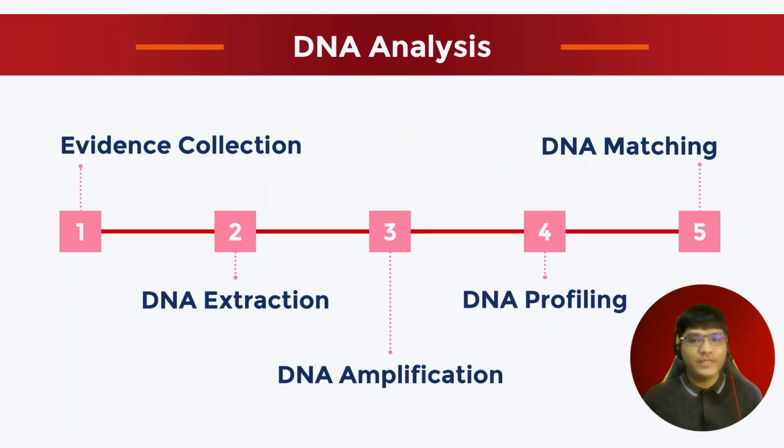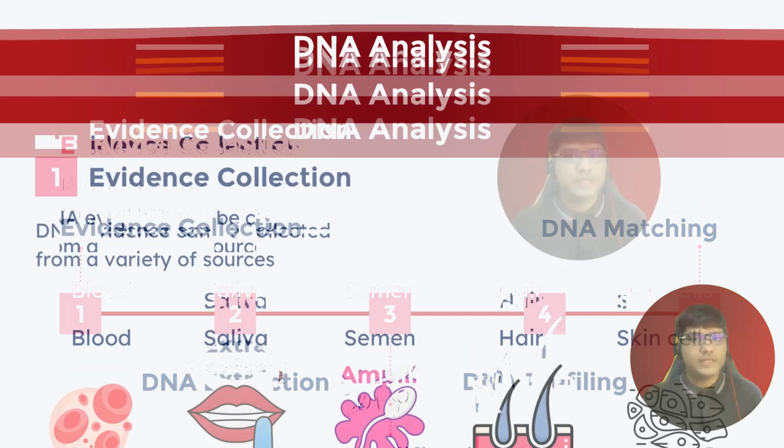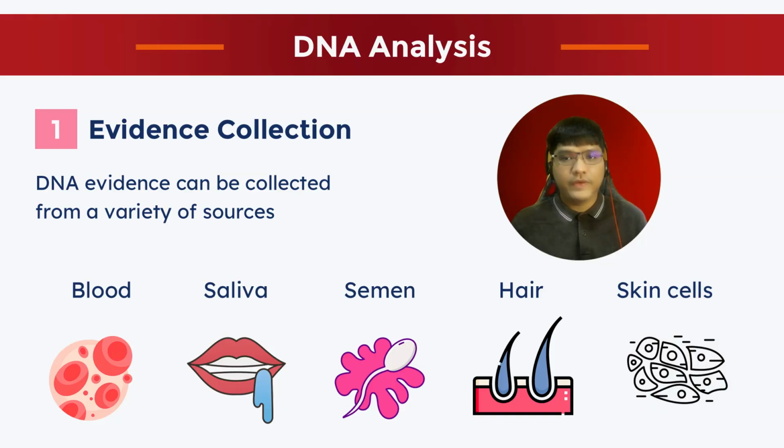Now, let's look at how DNA is analyzed step by step from evidence collection to matching samples. DNA can be collected from blood, saliva, skin cells, even hair. Now, can anyone name a place or object where you think DNA could be collected at a crime scene? Type your answers in the chat. Nice answers. Yes, those are exactly the kinds of places where DNA might be found.